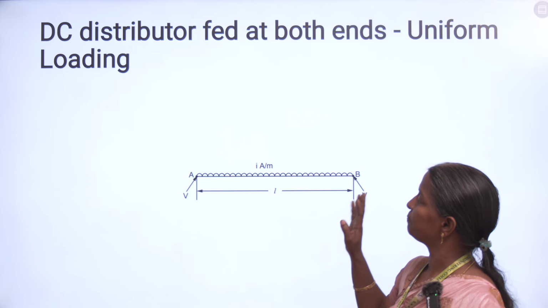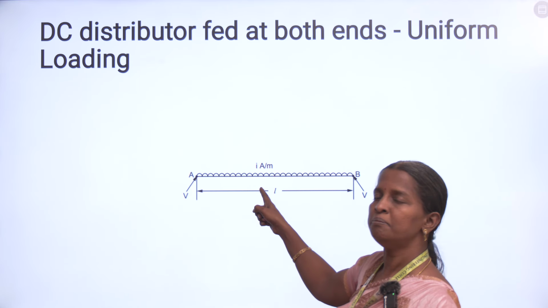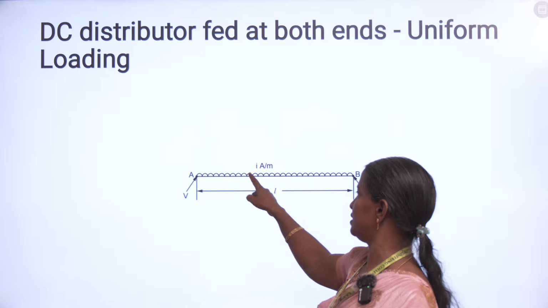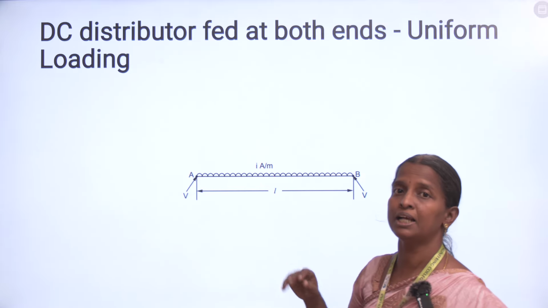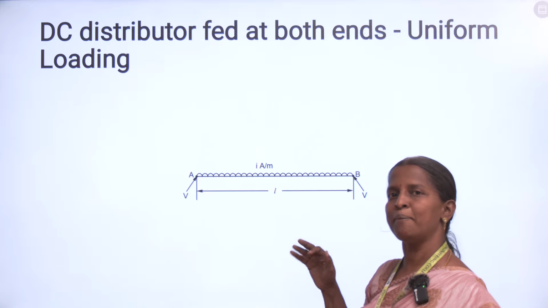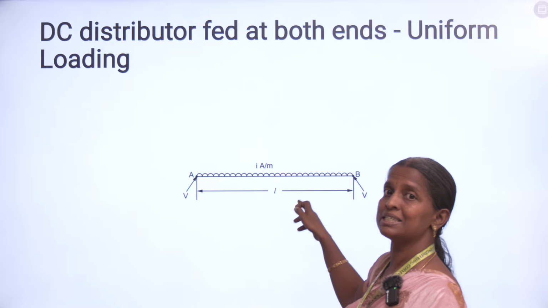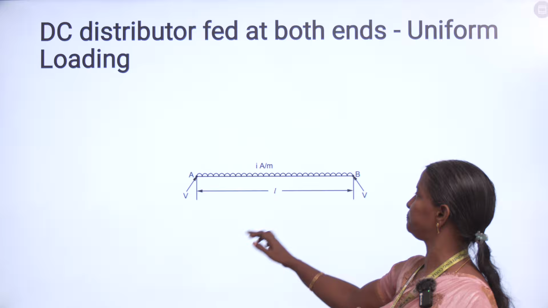And the next one is the same thing, fed at both the ends, but with uniform loading. This half circle represents a uniform loading. That is, the current value is I ampere per meter. As I already told, if you have 2 ampere per meter, then for every meter length you have to tap 2 amperes of current from the distributor. So we have to represent it like this.